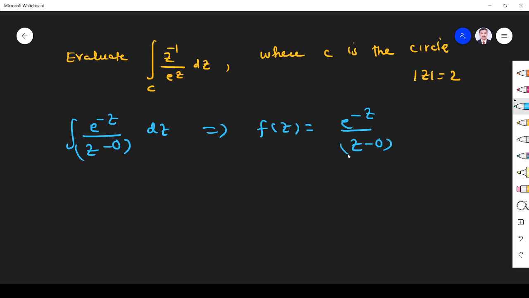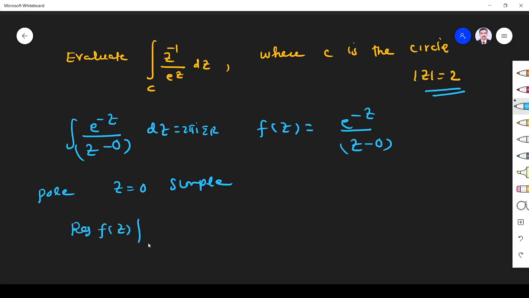Clear? Okay. Now I want to find the pole. So what is the pole here? Here we have a pole at z is equal to 0. So it is a simple pole. And we have to check whether z0 lies inside the circle mod z is equal to 2. Yes. So we can apply the residue theorem. So what is the answer for this question? That is equal to 2 pi i into sum of residues. Right? So I want to find the residue.